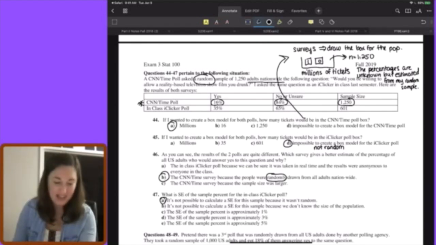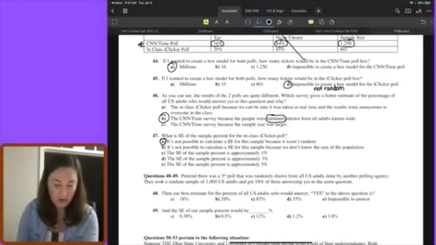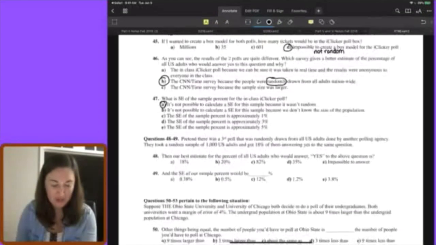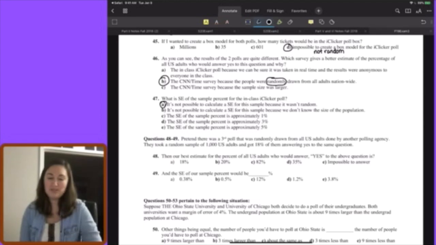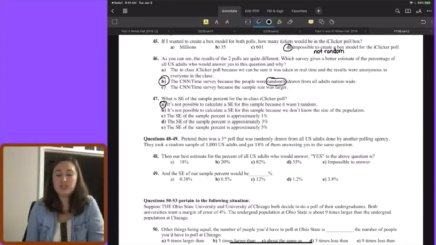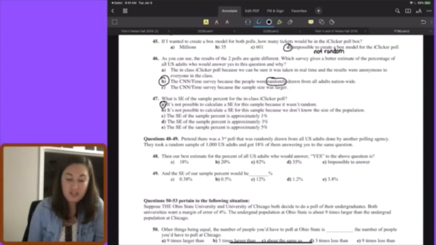All right. That was it for this part of the exam. Let's go to questions 48 and 49. It says, pretend there was a third poll that was randomly drawn from all U.S. adults done by another polling agency. They took a random sample of 1,000 U.S. adults and got 18% of them answering yes to the same question.